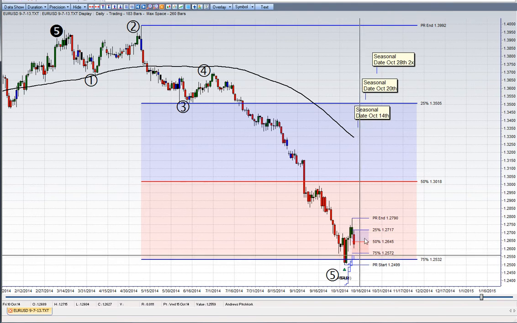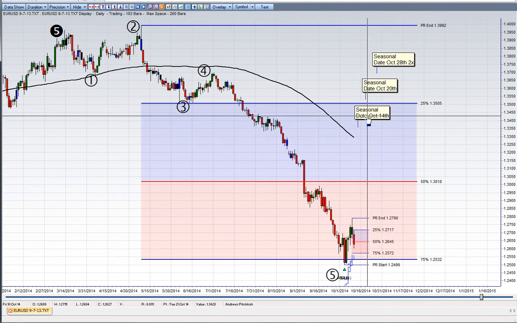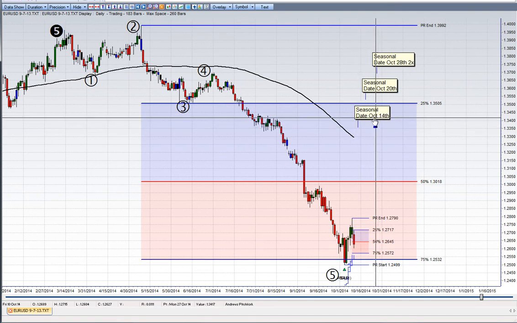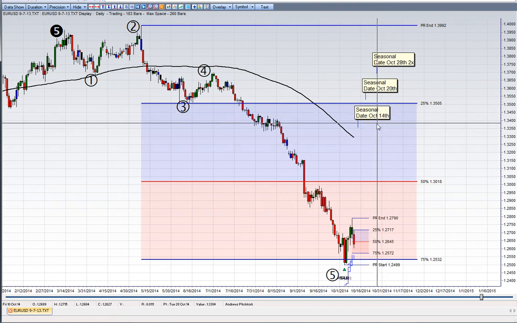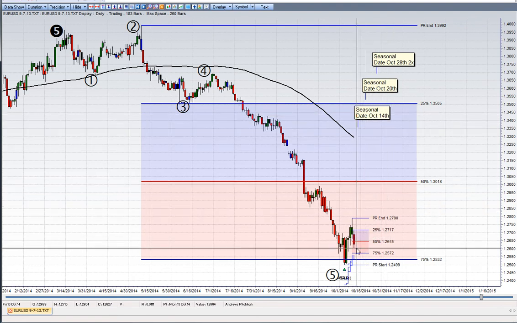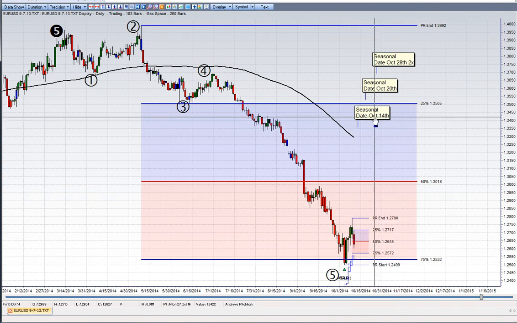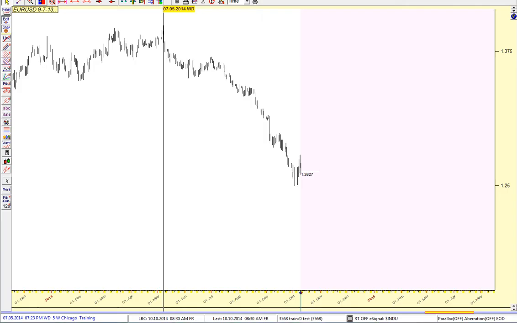So either way, one day you want to keep an eye on is the 14th for a seasonal day. I'm not saying it's going to be a pivot low. I'm just saying that that's a day that volatility could be increased. So it could be a possibility of a pivot low, a spike down or a spike up, or probably nothing. You could go either way. I think that's it for that chart.